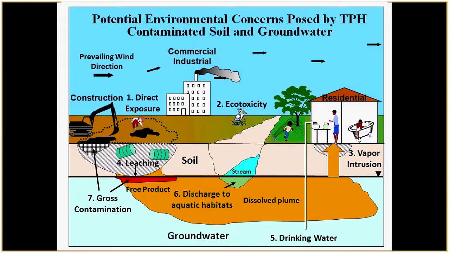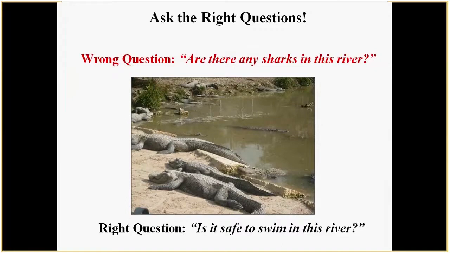This can get pretty complicated. So it's really important from the beginning to ask the right questions for any type of contamination, especially petroleum. So the wrong question in this picture is, are there any sharks in this river? Well, no. So the right question is, is it safe to swim in this river? The first thing you have to do is start from the beginning and think about all the potential concerns about swimming in this river. And maybe it's more than just the animals in the river. And then you also have to think about what specific things you're going to look for. Should you be looking for sharks or alligators or snakes and other things? So it gets more complicated than a simplistic question.